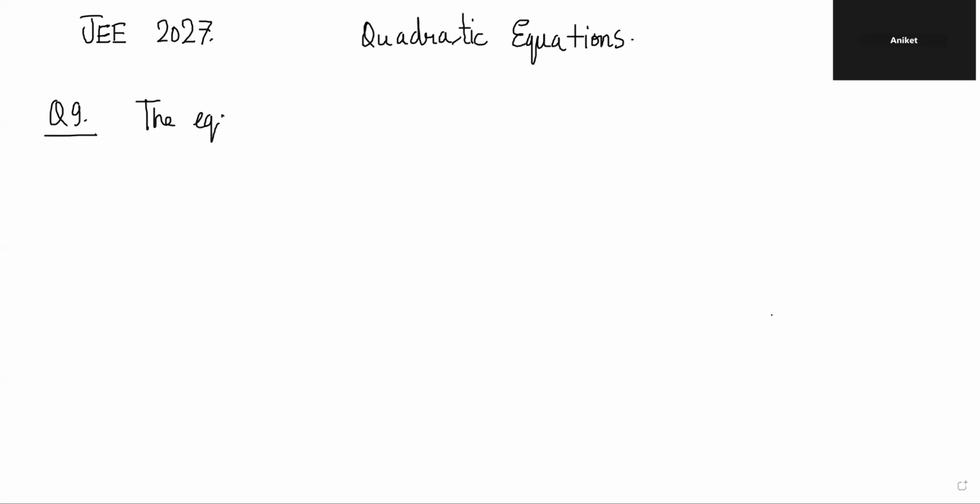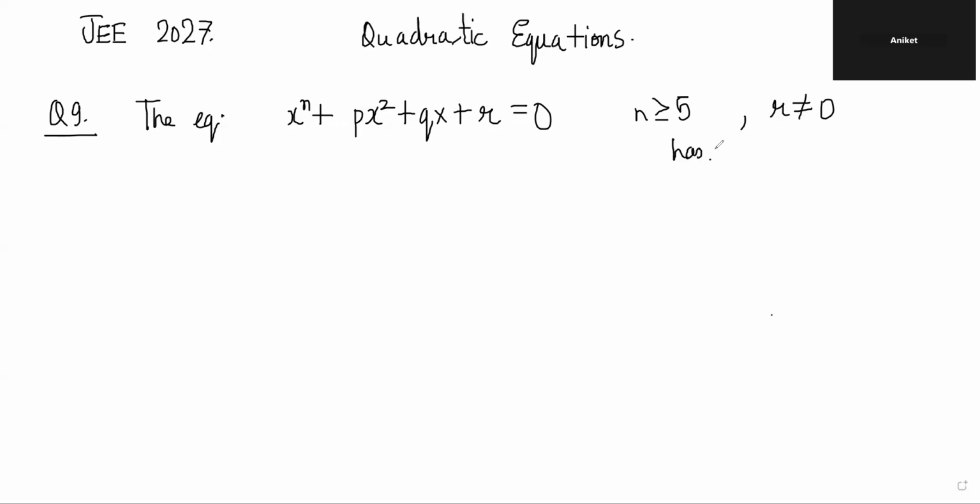Okay. Question 9: the equation x power n plus px square plus qx plus r is equal to 0, where n is greater than or equal to 5 and r is not equal to 0, has roots alpha 1 to alpha n.